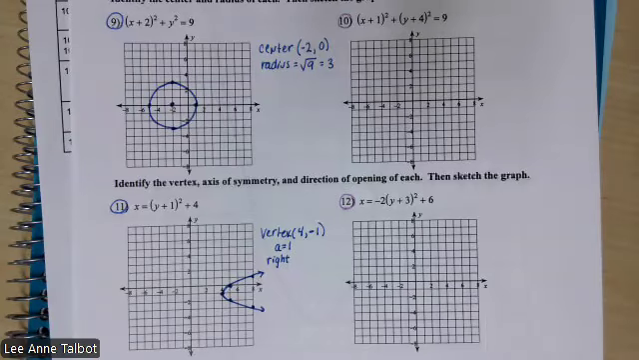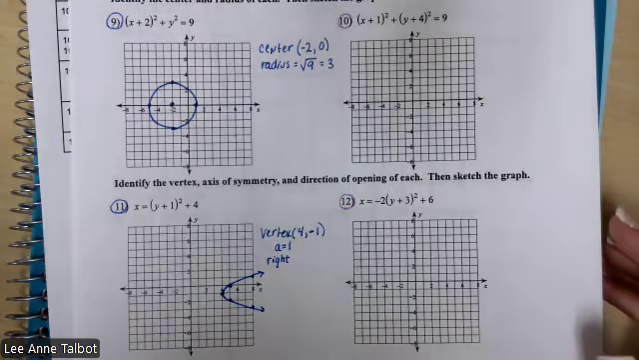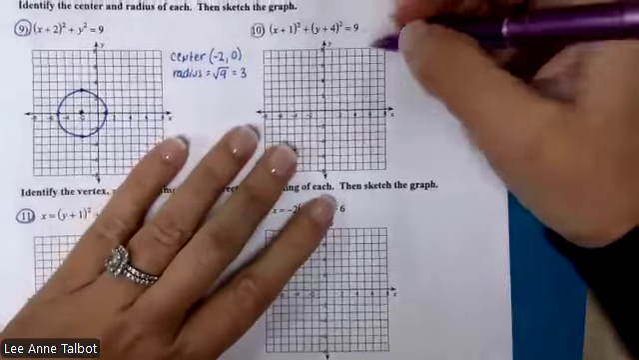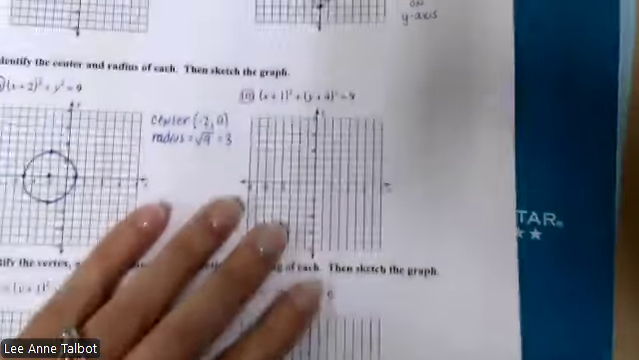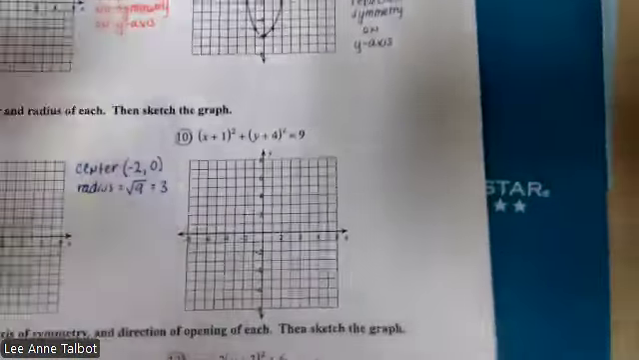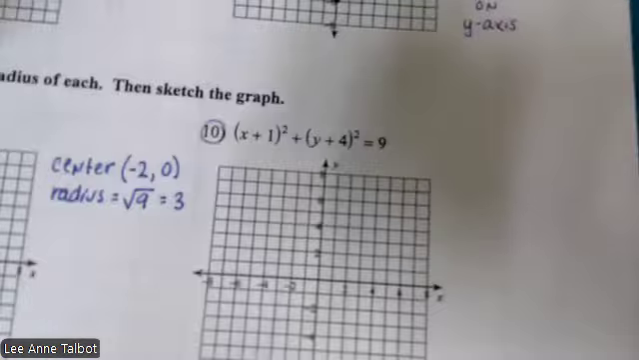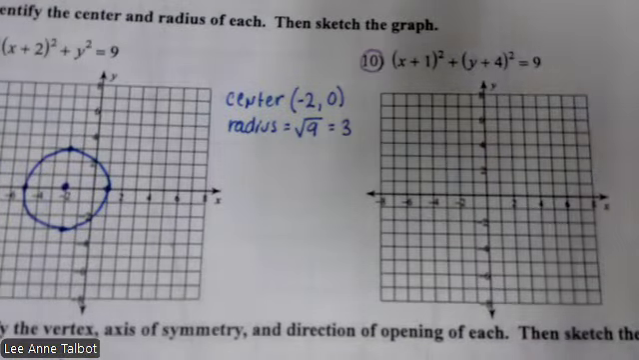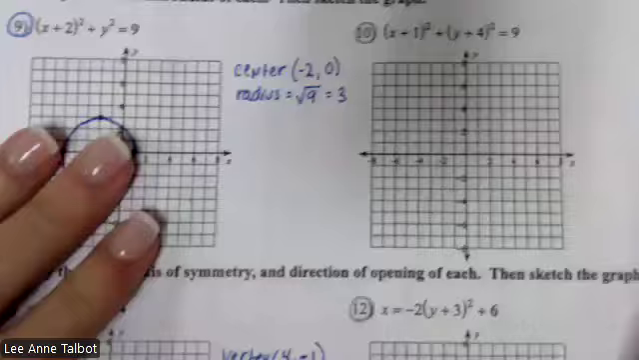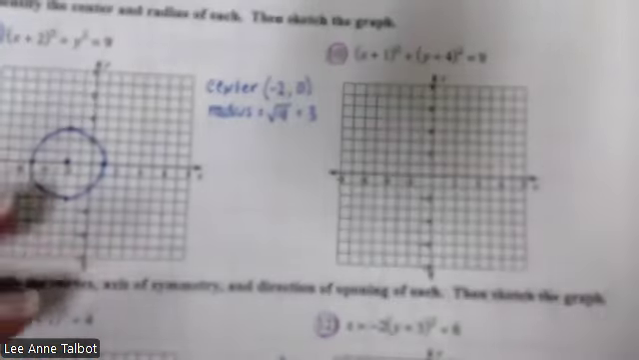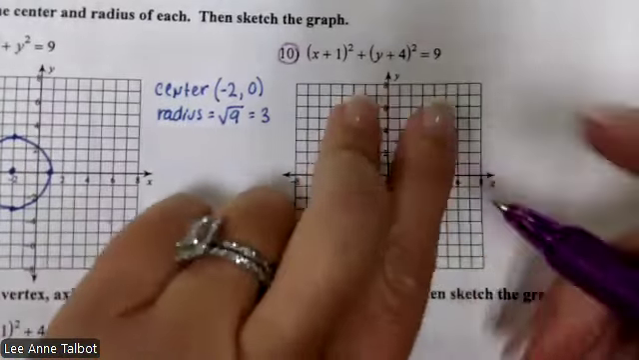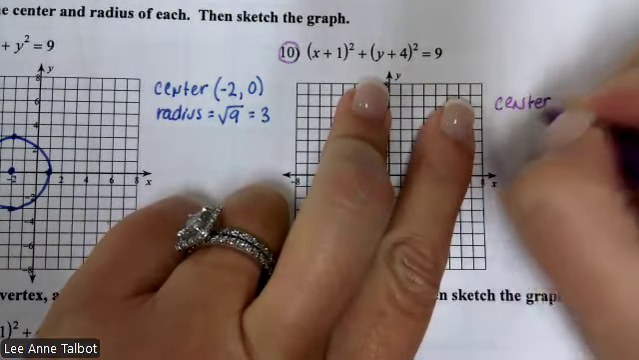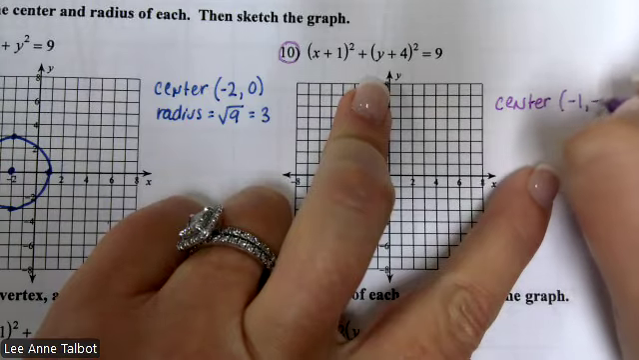I'm not going to stamp them this minute, but just to give you a notice, all 12 of those should be done. Okay. Number 10. This is a circle. How can you tell that something is a circle? It has x squared and y squared in it. And the center is the locator point, which is -1, -4.